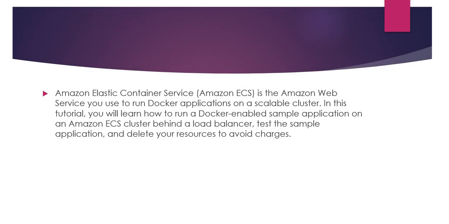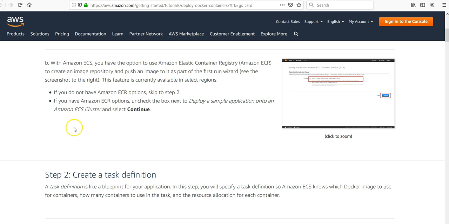Amazon Elastic Container Service, aka Amazon ECS, is the Amazon Web Service you use to run Docker applications on a scalable cluster. In this tutorial, we will learn how to run a Docker-enabled sample application on an Amazon ECS cluster behind a load balancer. We will test the sample application and delete the resources to avoid the charges. So let me just quickly log on to the portal and take it from there.